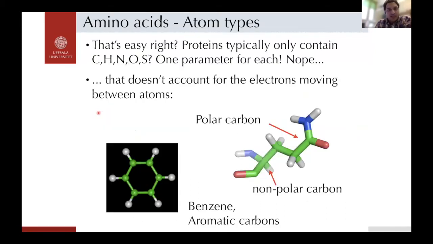The parameterization of amino acids is supposed to be quite easy, right? They have only a few elements: carbon, hydrogen, nitrogen, oxygen, and sulfur. But the problem is their characteristics can be quite different. For example, carbon can act as a polar carbon, depending on where it is located. It can also act as a non-polar carbon. It can also be in a benzene or aromatic carbon ring. So for these 20 amino acid residues, all these different types of carbons and other atoms are pretty well defined.